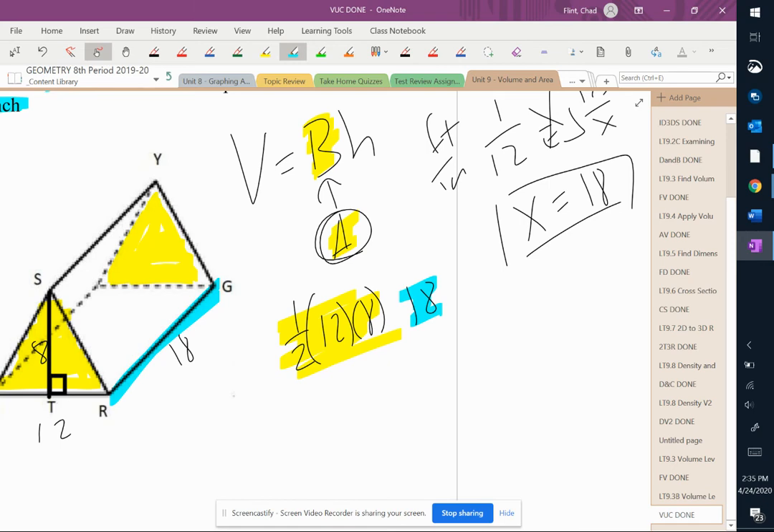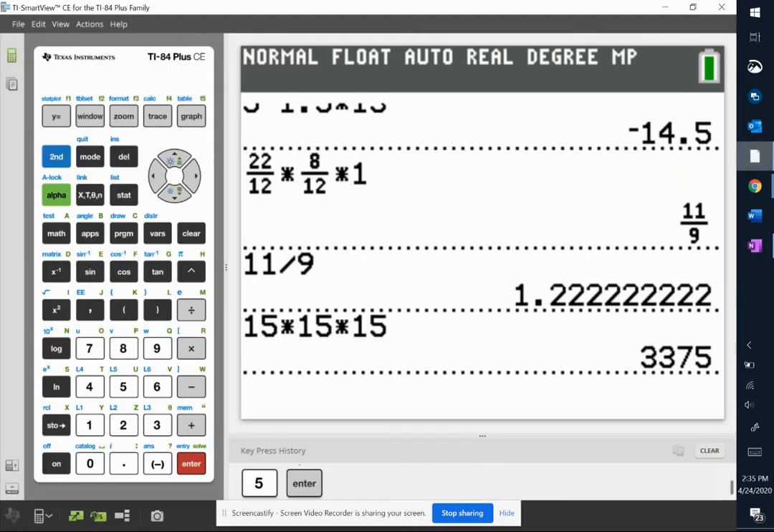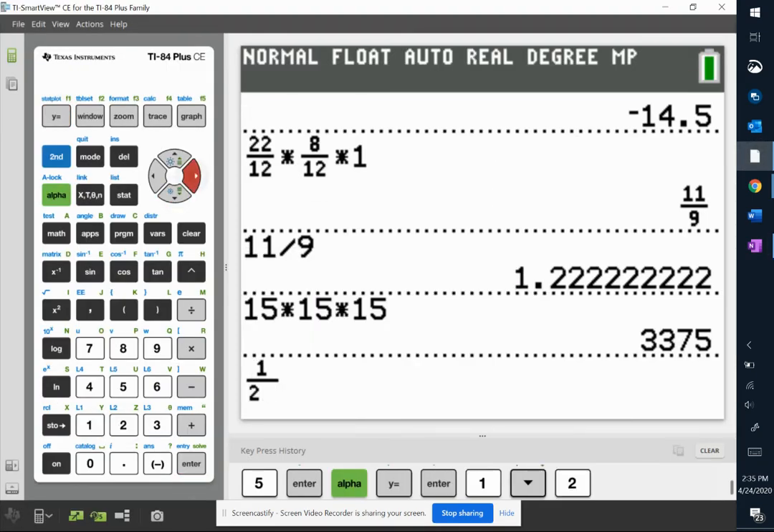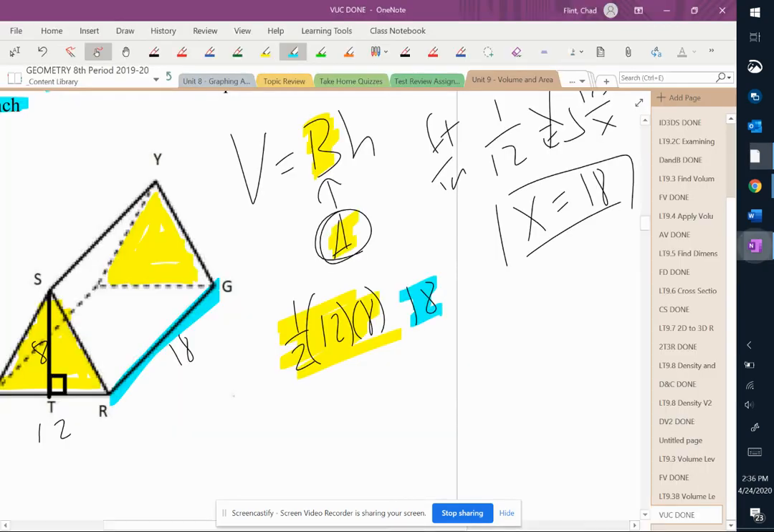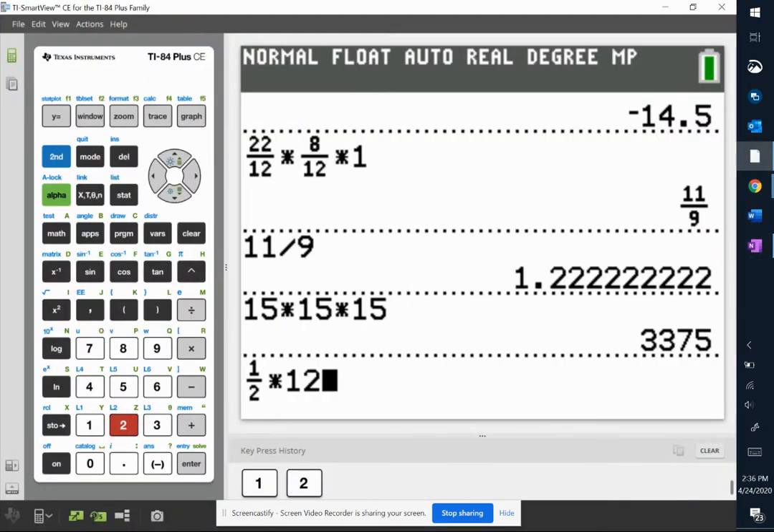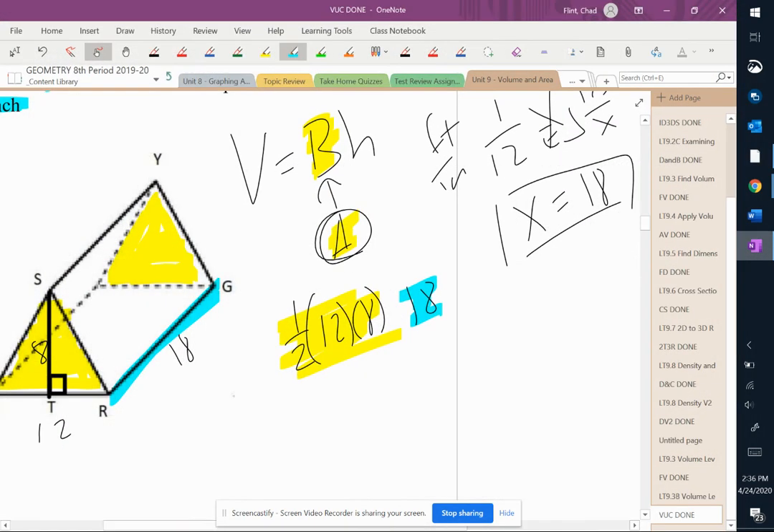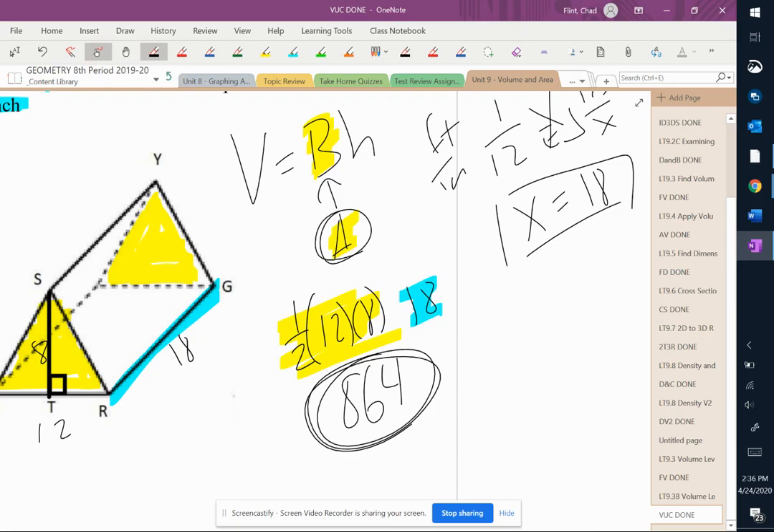So once I've got that, I just got to put it into the calculator. It's 1/2 times 12 times 8 times 18. 864. So 864. That's what my volume would be for that in cubic inches.